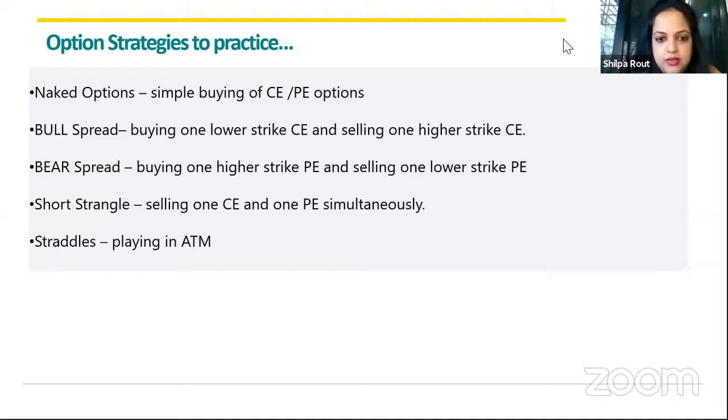Any more questions? Okay. Ma'am, your calls are good. Difference between straddles and strangles. Okay, thank you from Balaji. See the difference, like I said, strangle is like a range, selling one OTM call and selling one put option, and straddle is playing with the ATM, at the money strike. So this is one key difference between straddles and strangles.